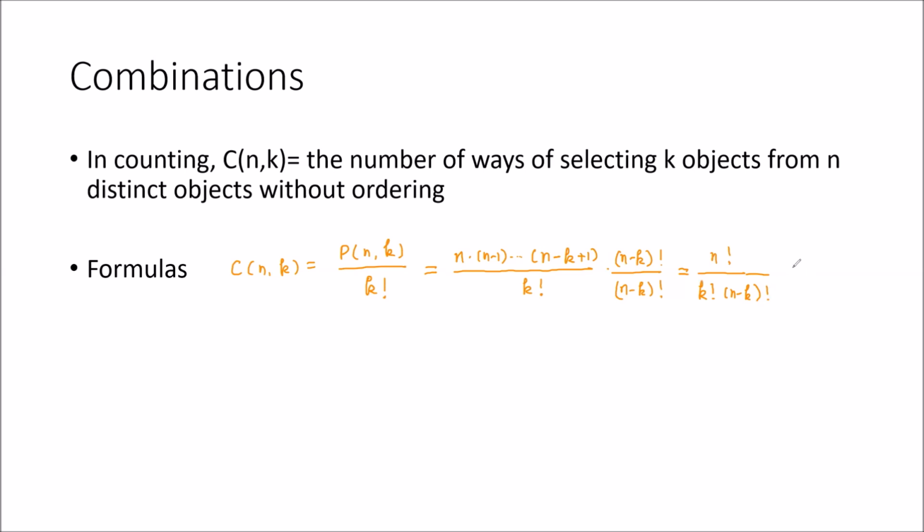It is quite useful, at least theoretically. And also in the calculator, you're going to use this formula a lot. Well, some calculators have C n k directly, but if it doesn't have, then you can use factorial to find combination.